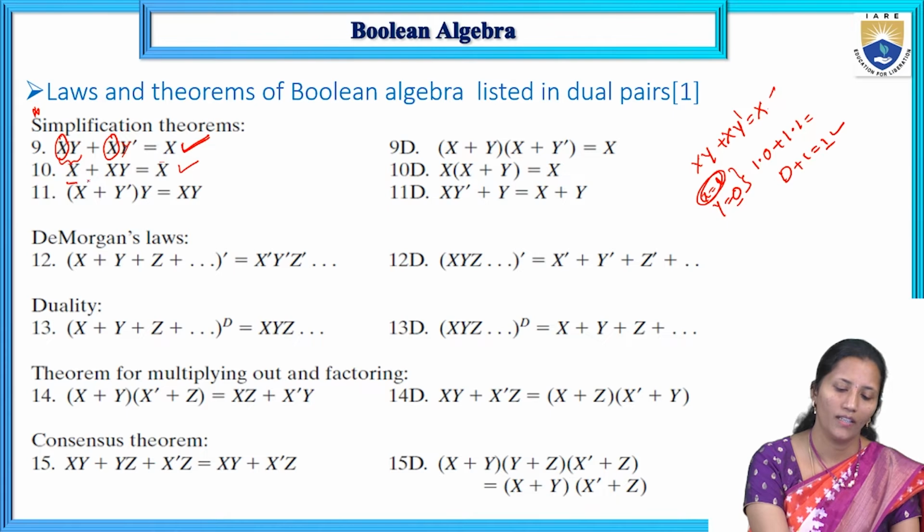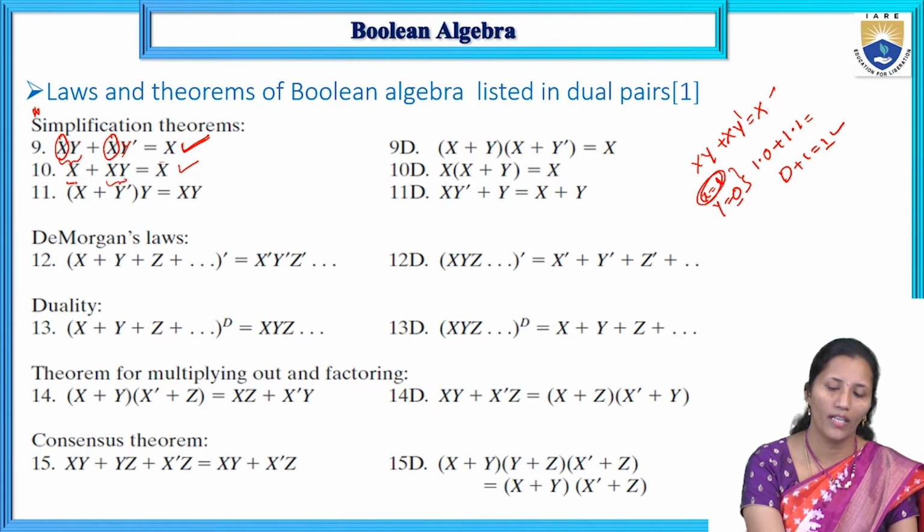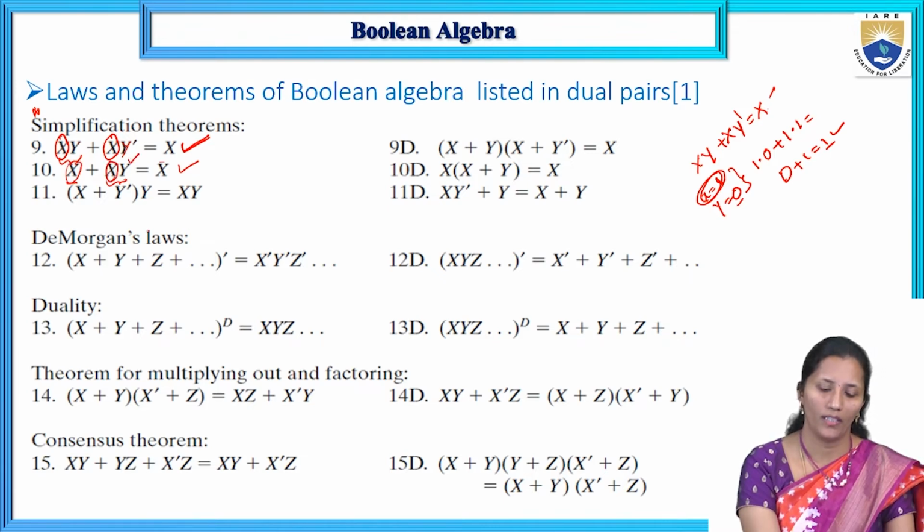So here we are adding xy product with the x. Both the common terms here are x, and in the second term we have y. So x plus xy is equal to x, and x plus y bar into y is equal to x into y.